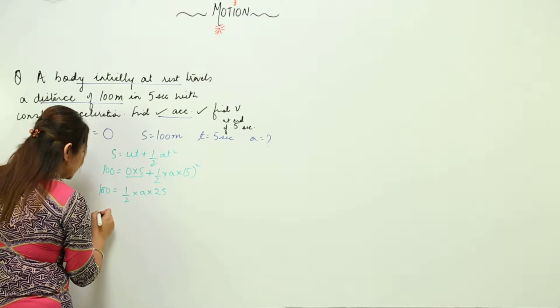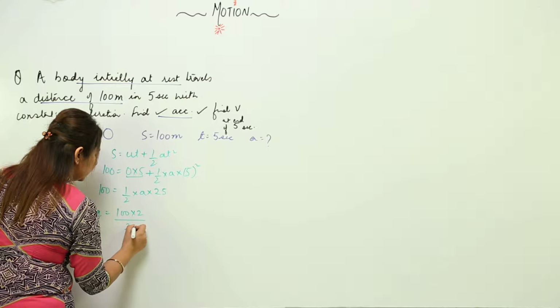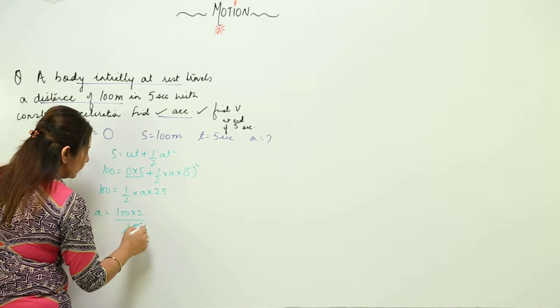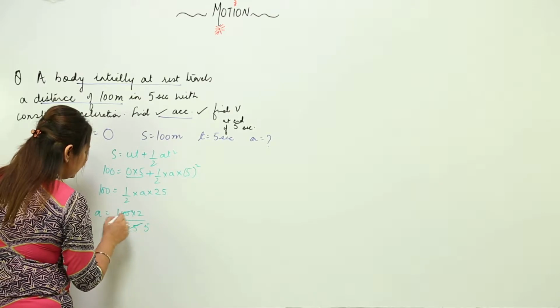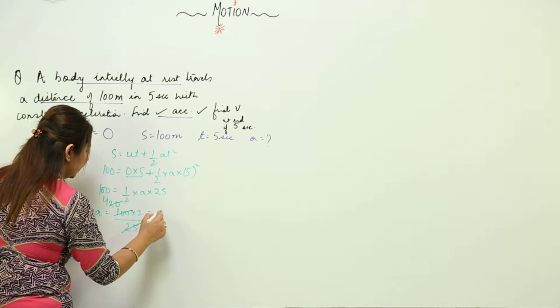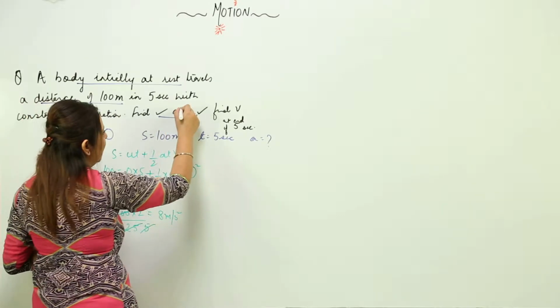or we can say that a is equal to 100 into 2 upon 25. So it comes out to be 8 meter per second square. So this is the first part.